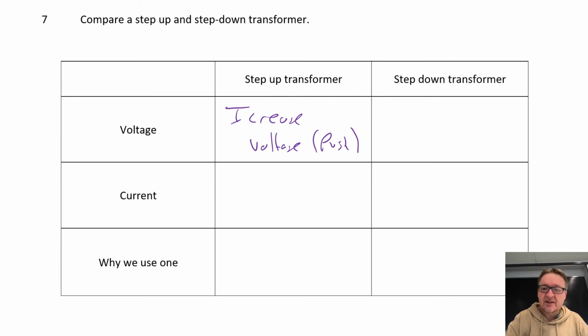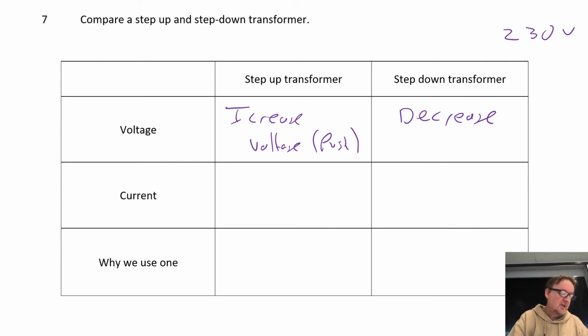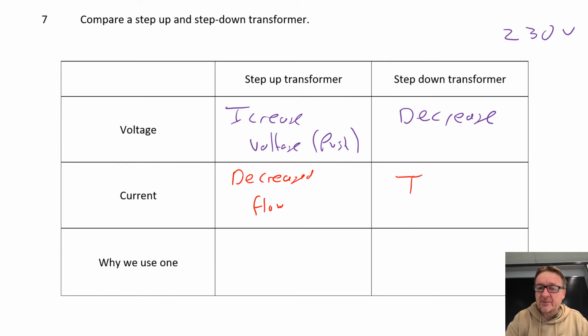The step-down transformer decreases the voltage. We don't want hundreds of thousands of volts coming into our house. What we want is the 230 that I am using at this moment in time. Current gets decreased, and that is the flow. You don't want loads of current flowing, because that creates issues. And when it gets back down, the step-down transformer increases the current again. So there's less current flowing through the pylons than there is potentially into your house.